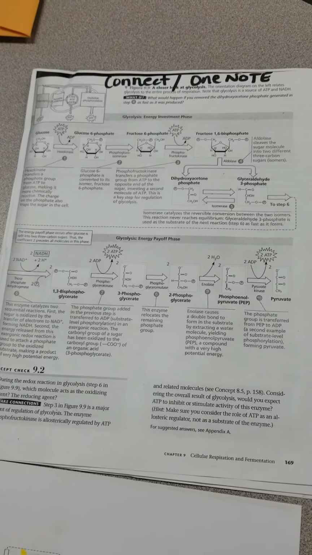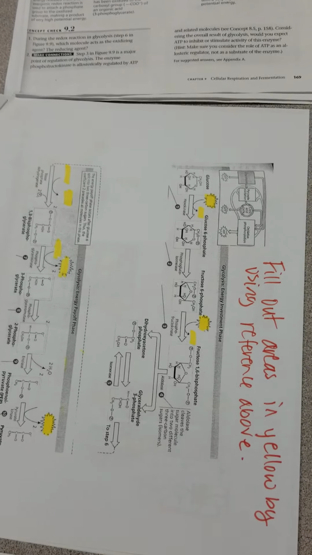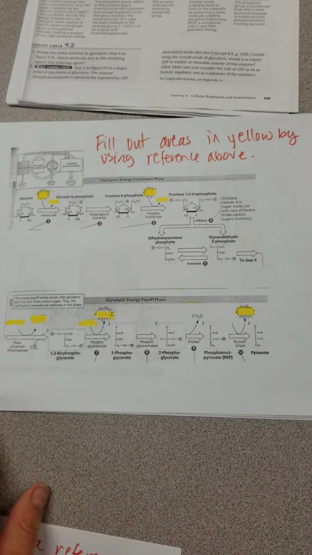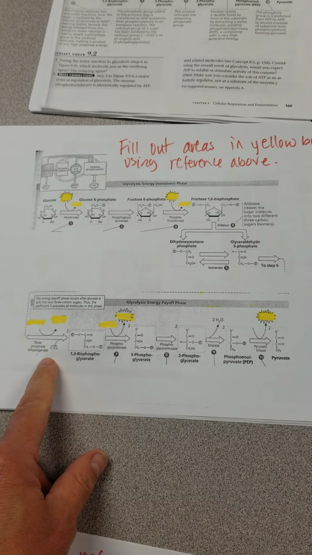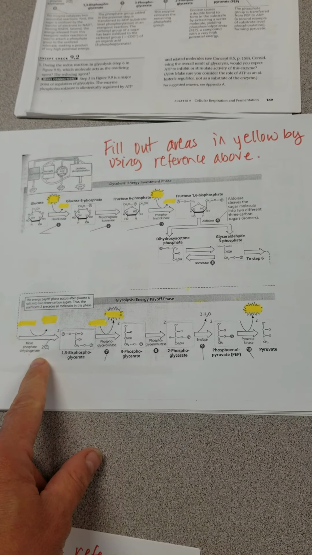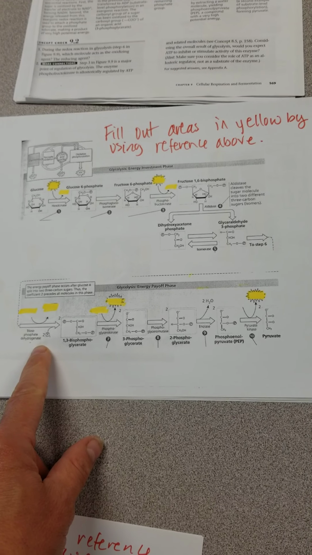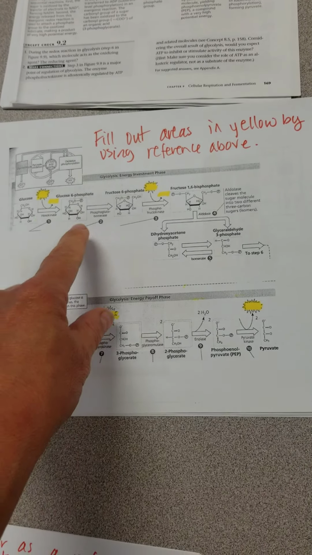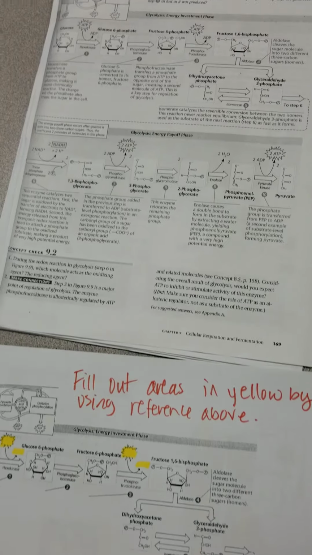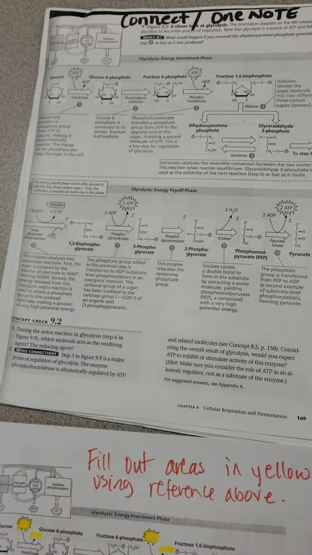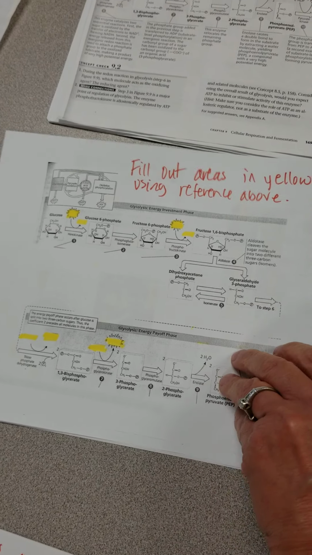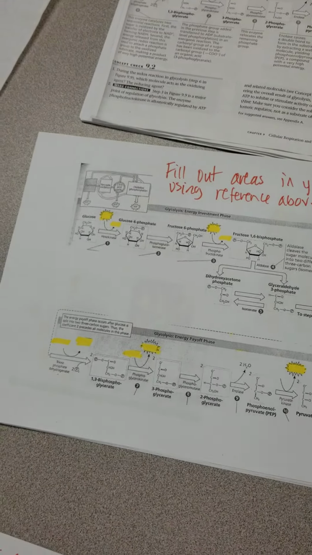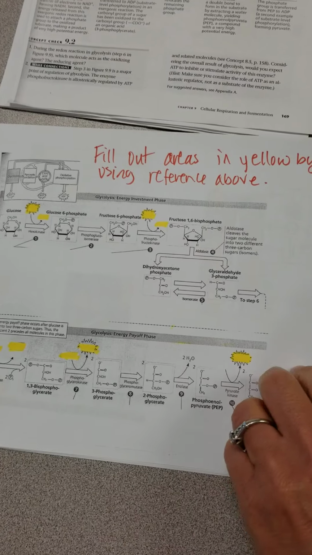And what you'll notice, this looks an awful lot like a packet that I sent you in the mail. So what I've done on this packet, not on your packet, is outline the areas in yellow that I want you to fill in, using the reference above. This is not highlighted on your worksheet, so you're going to have to highlight it. Let me flip through the pages here.